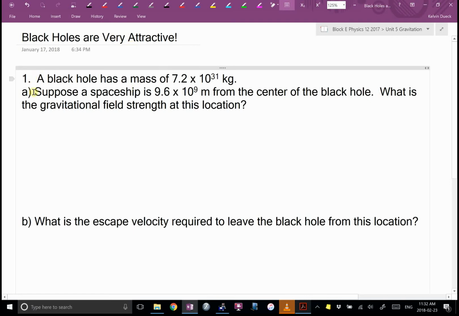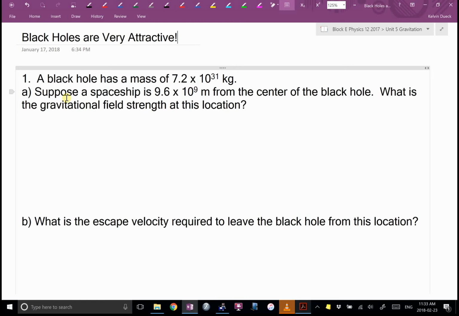And then just write down 1A. You can decide how much of that you want to write down, whether you want to abbreviate, whether you want to just write down the data. But don't write B yet because we might need more space than I've given you. I'm not sure. So a black hole has a mass of 7.2 times 10 to the 31 kilograms.